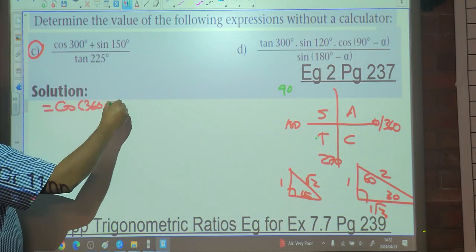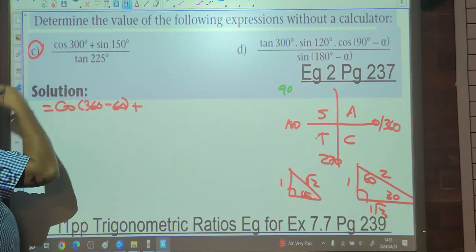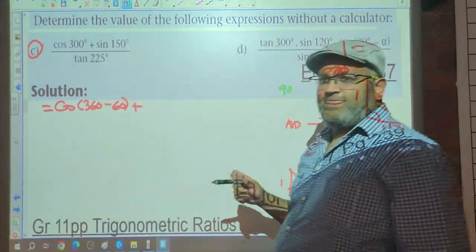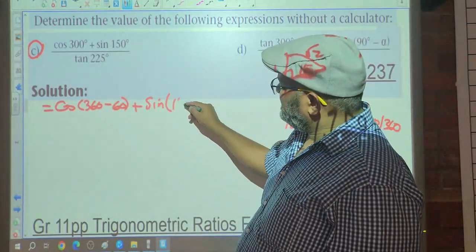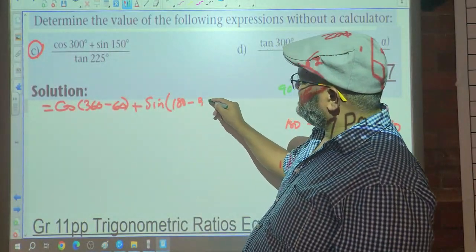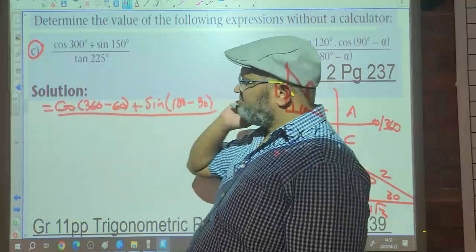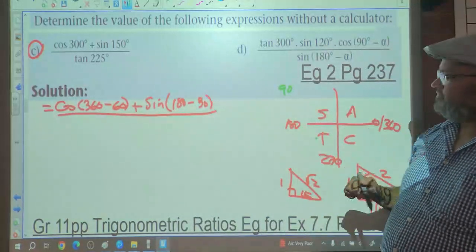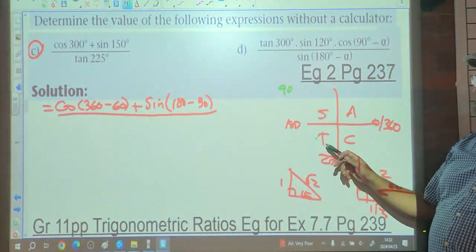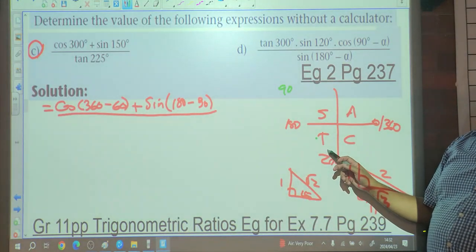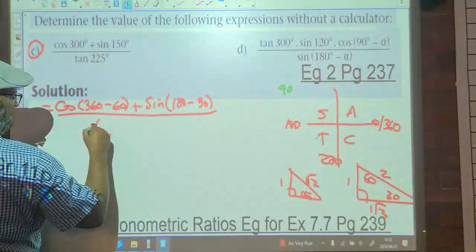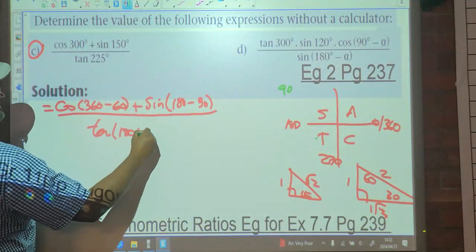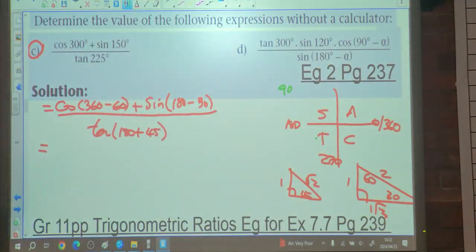360 minus 60. Plus sine 150 is in which quadrant? Quadrant 2. How do you get in quadrant 2? 180 minus 30. And this is all over tan 225. Which quadrant is 225 in? Third quadrant. It becomes tan of 180 plus 45. So let's do the reduction part.